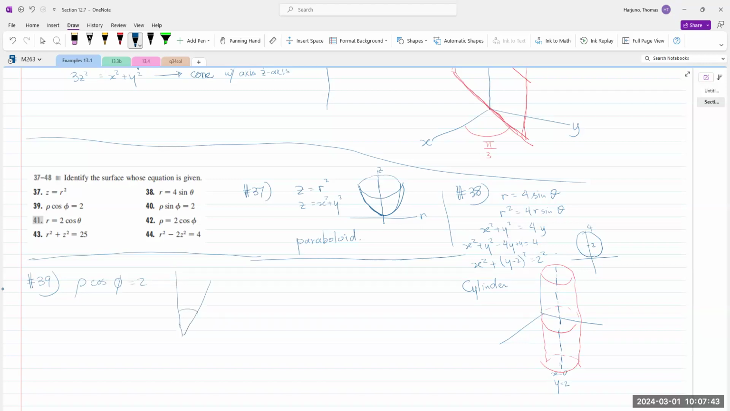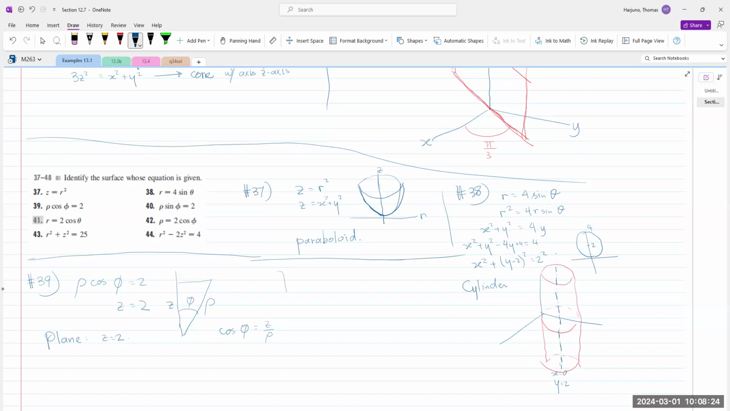So if this is phi, this is z, this is rho. You see that cosine phi is equal to z over rho. Therefore, rho cosine phi will give us z equals 2, right? This is a plane. Okay, z equals 2, which means this plane is parallel to the xy plane.